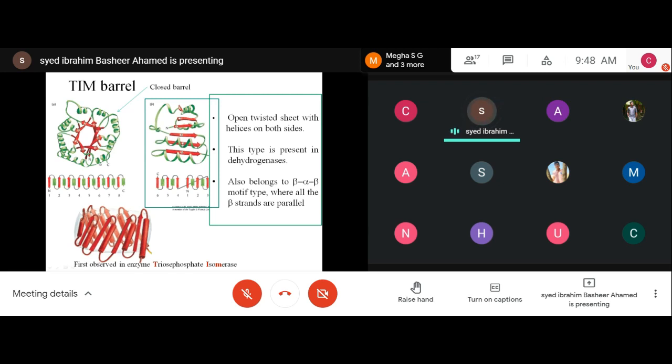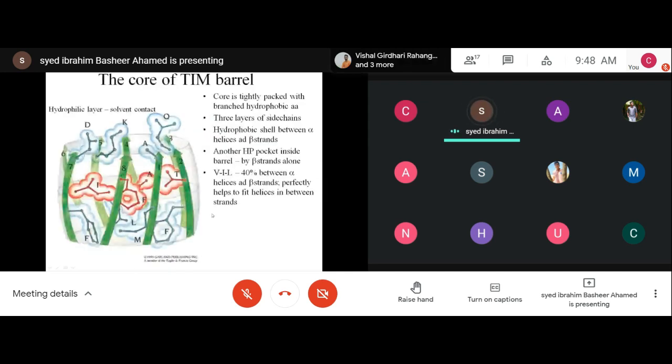Between the alpha helix and the strand, you have another cell of hydrophobic layer. So there are 2 kinds of hydrophobic layer. One hydrophobic layer is inside the barrel, and another layer is between the alpha helix and the strand. In alpha helices you will have valine and isoleucine, at least 40% of residues will be only these. So these residues will intercalate with the strands, which is making a hydrophobic pocket.